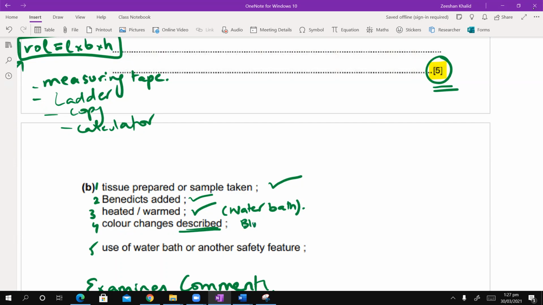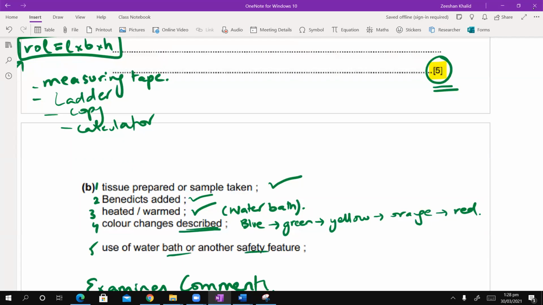Blue to Green, yellow, orange, red. Yellow, orange and red. ठीक है, तो ये आपने color change याद रखना. And then use of water bath or any other.